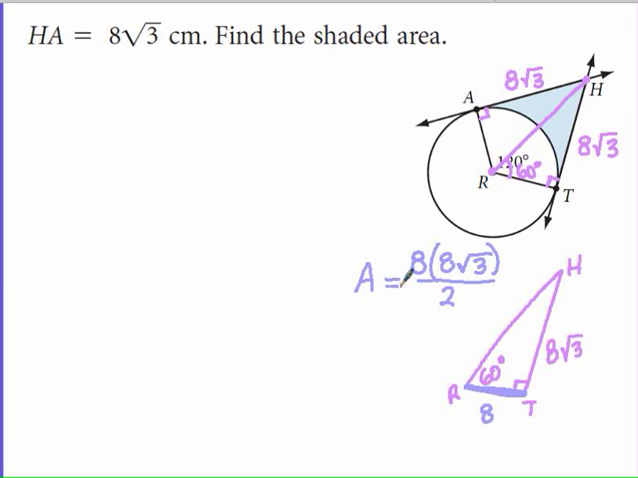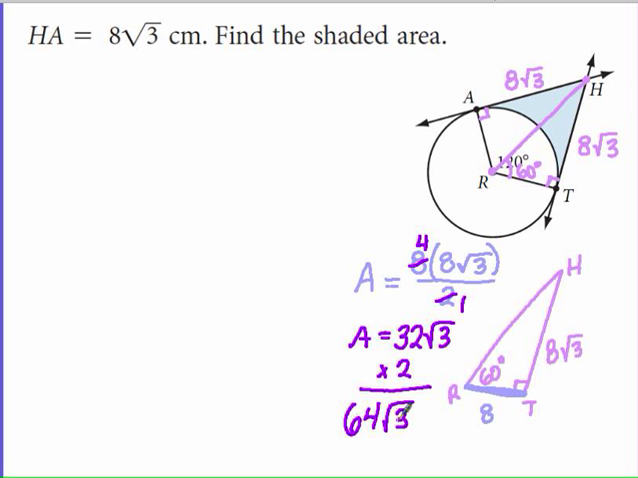That's the area. What is 8 times 8 root 3 divided by 2? 32 root 3. I can cancel a 2 and an 8 right there, and so I have 4 times 8, which is 32 root 3. Now that's just for half of it, right? So I also need to double it. So really my total area is 64 root 3. Now that area is this whole kite right here.